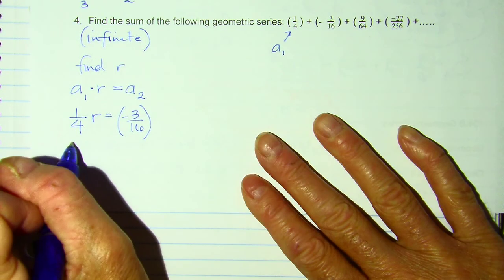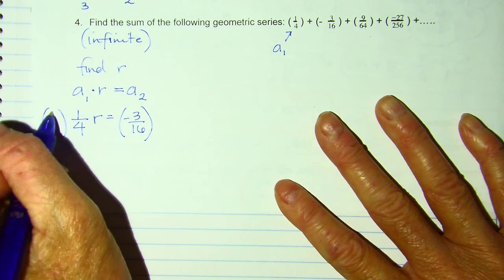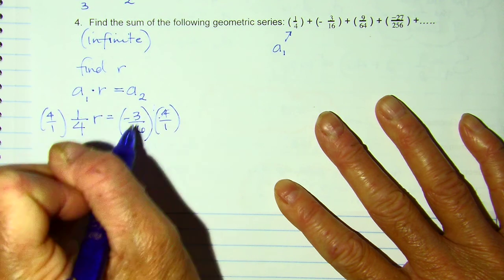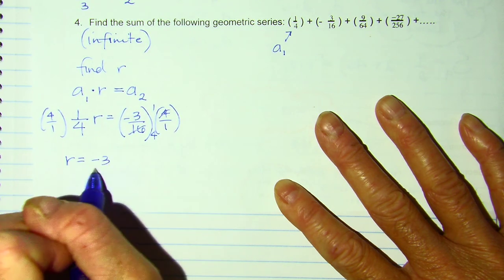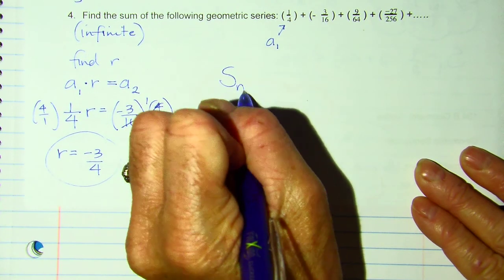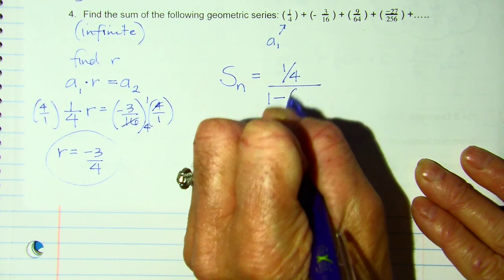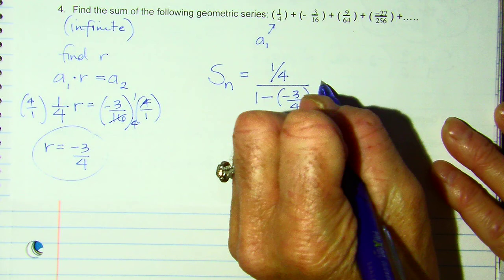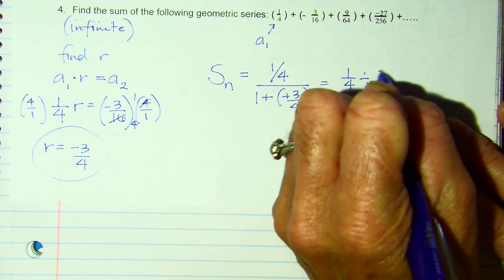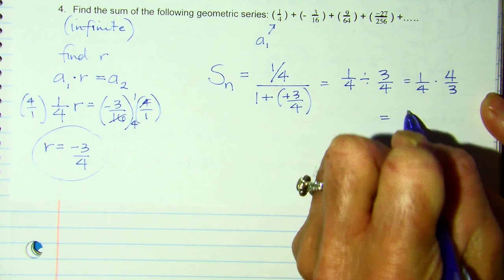Right? Divide by 1/4 or multiply both sides by the reciprocal. And I get r equals, this can be reduced, -3/4. So I now have r. An infinite series sum equals my first term divided by 1 minus my common ratio. So that gives me 1/4 divided by, this becomes positive, 3/4, which is 1/4 times 4 over 3. So I get 1/3.